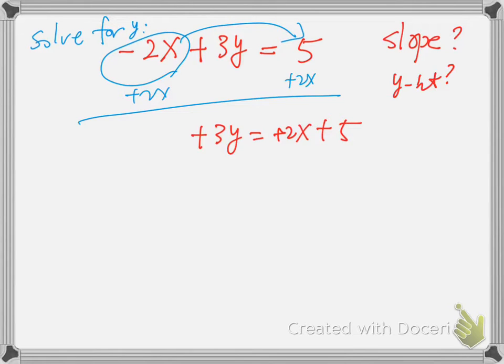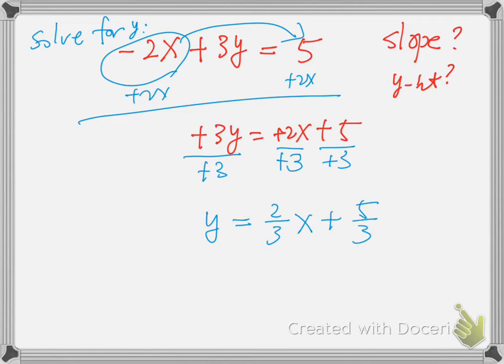And then step 2, divide by 3. Positive, because this is positive 3. So everybody is divided by positive 3. All these three parts: the y term divided by 3, the x term divided by 3, the number 5 divided by 3. So we got the answer. y is 2 over 3x plus 5 over 3.